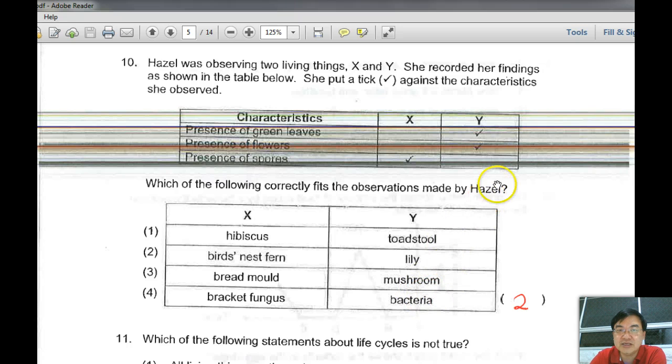Now it leaves this here. It says it has green leaves. Which of these three have green leaves? Can you see? Only lily. So the answer is 2. And bird nest fern has spores, correct? Probably the only thing is that the presence of green leaves is not recorded by this Hazel.